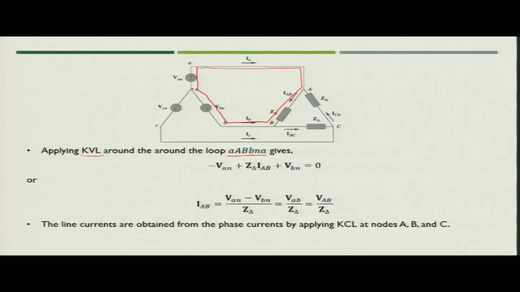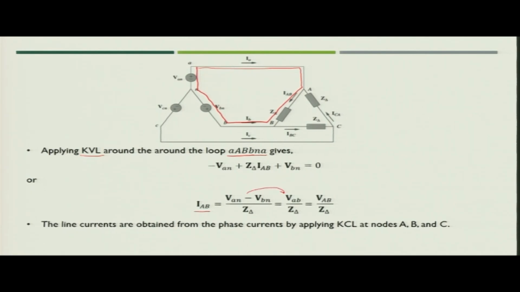So we start with the neutral point of the source. We can write minus VAN, then we have the load impedance, so IAB into Z delta, and then plus VBN equals 0. When you simplify, you will get IAB is nothing but VAN minus VBN by Z delta. What is VAN minus VBN?